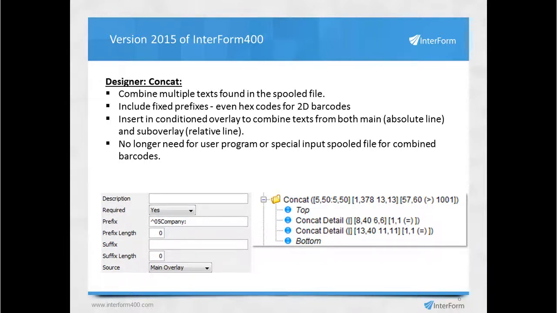And with that in mind, I would say that you would normally no longer need to call a user program to build up the complete contents for a barcode, or consider to adapt your spoof files for Interform400 to make it possible to actually build up these special strings inside of that.